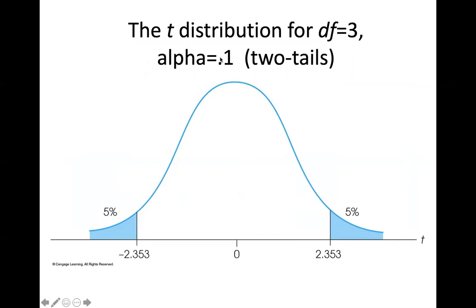So when we have a t-distribution where degrees of freedom equals 3, that is our sample size is 4, alpha equals 10%, and we have two tails, the critical boundaries, that is the t values which mark the critical regions, which are these shaded areas, are plus or minus 2.353. If we then calculate a sample t and it falls in one of these two critical regions, we would reject the null hypothesis.